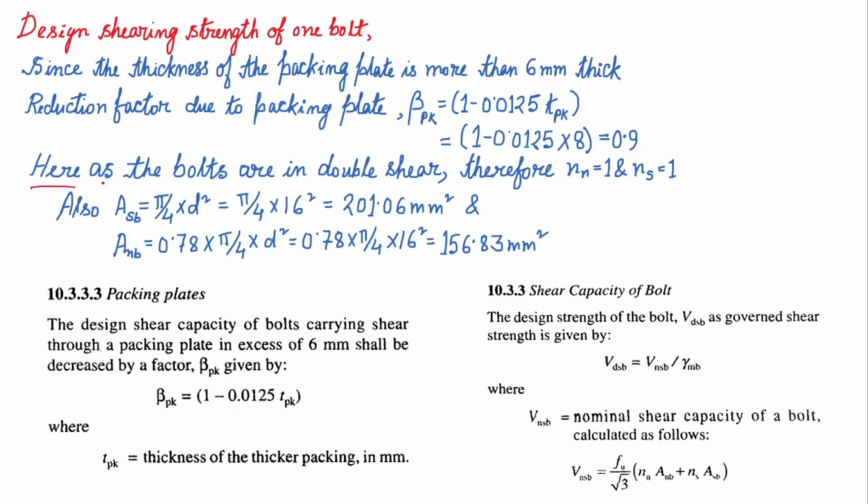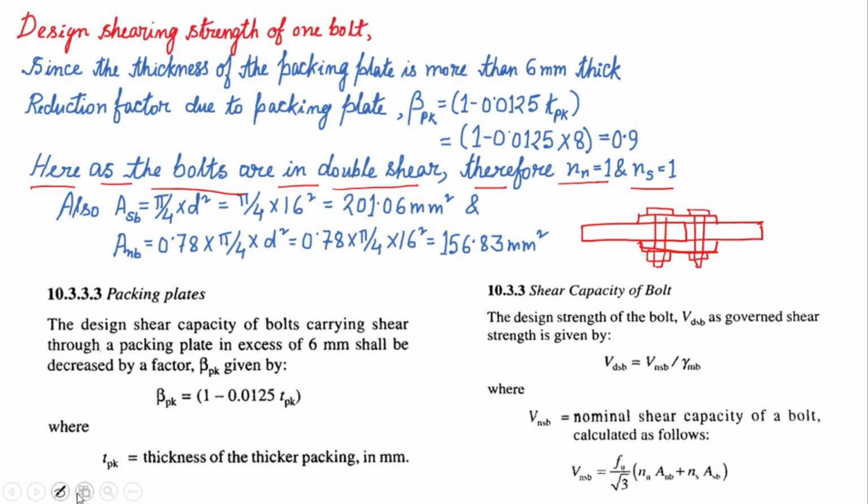Now here, as the bolts are in double shear, therefore Nn equal to 1 and Ns equal to 1. Let me explain. Suppose this is one plate and this is another plate, which are to be connected by butt joint, and above these two plates there is a cover plate at the top and another cover plate at the bottom, as it is a double cover butt joint. So it will have, suppose, two pairs of bolts. So this is one bolt and this is another bolt.